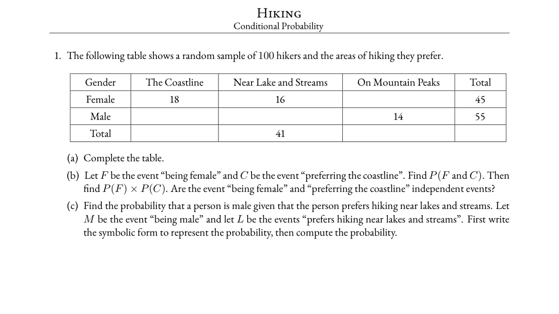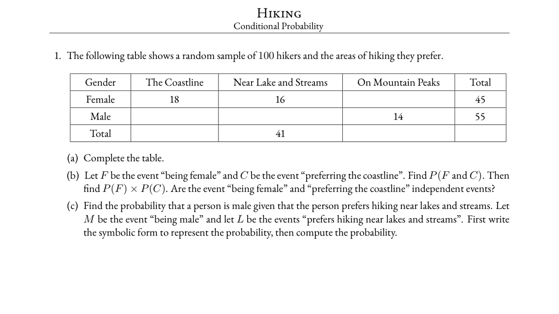Complete the table. In the given table, there are some missing cells, missing boxes. We need to fill in, we need to complete the table. This is also known as the contingency table. The characteristic of this table is that the total shown in each row is the sum of each cell, or each box, in that particular row.